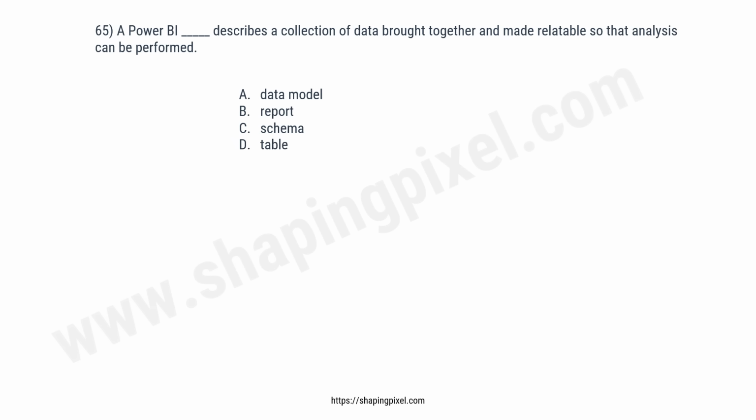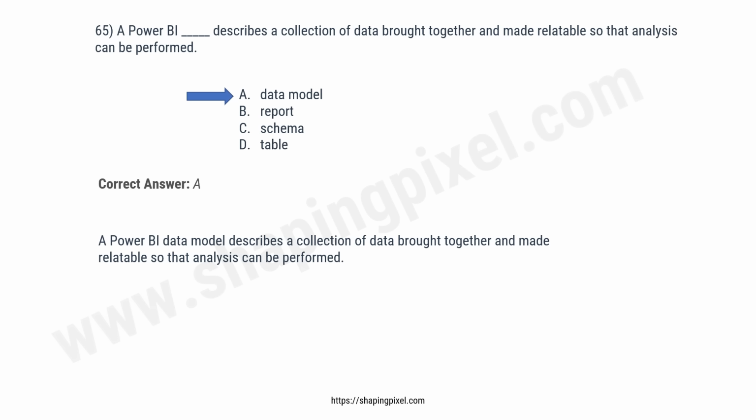Question number 65. A Power BI dash describes a collection of data brought together and made relatable so that analysis can be performed. And we have 4 options: data model, a report, schema, table. So the right answer here is option A, data model. A Power BI data model describes a collection of data brought together and made relatable so that analysis can be performed.